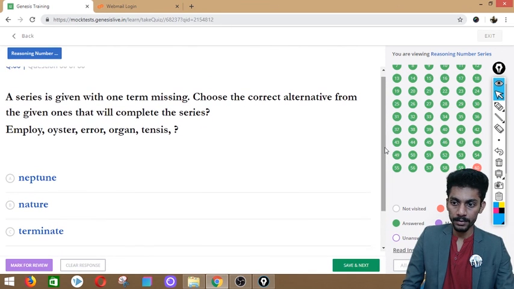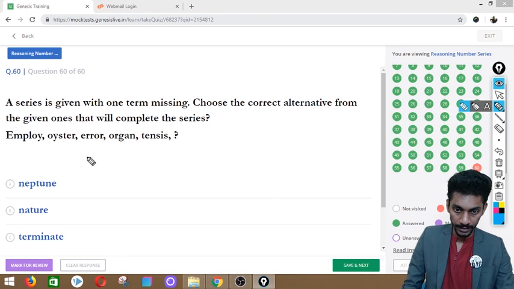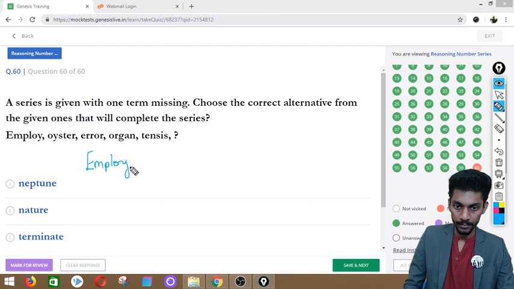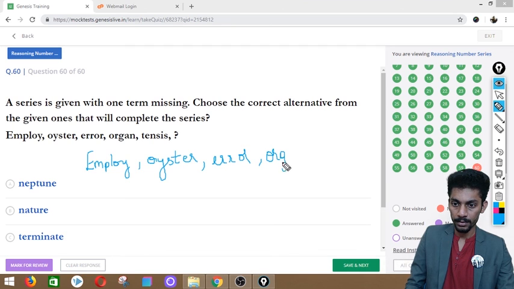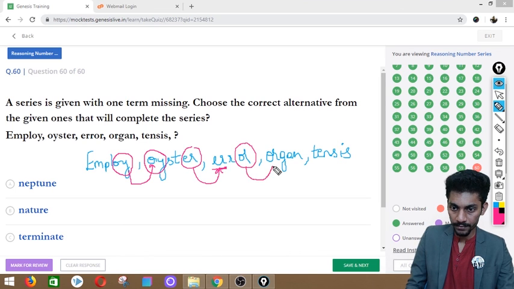Okay, last question from series. A series is given with one term missing. Choose the correct alternative from the given ones that will complete the series. Now these are very interesting series. Why it is very interesting is, you have the word employee, then the word oyster, then error, then organ, and then you have a blank. If you see the last two letters OY, the next word starts from OY, that is oyster. Here the last letters are ER, and the next word starts from ER. Here OR, the last two letters, and the next word starts from OR.